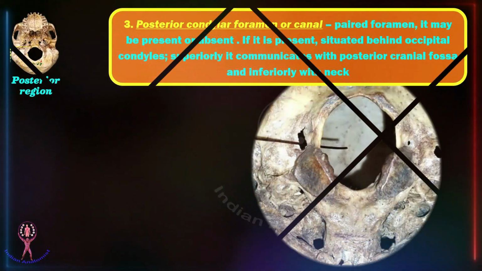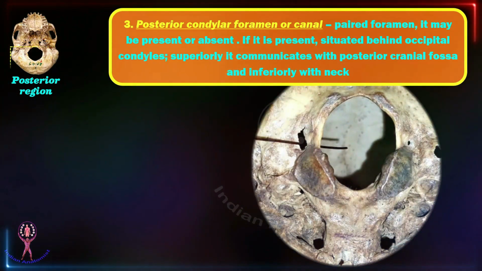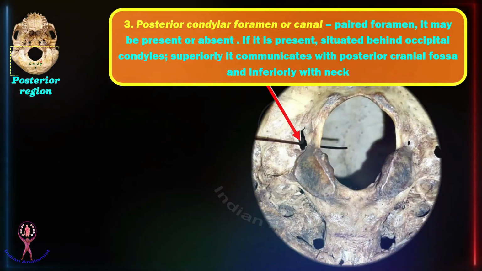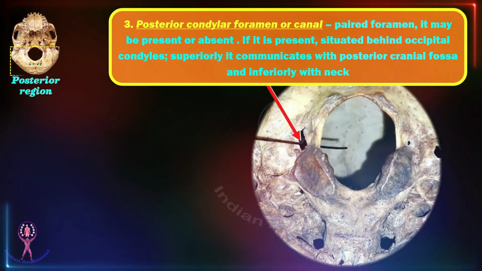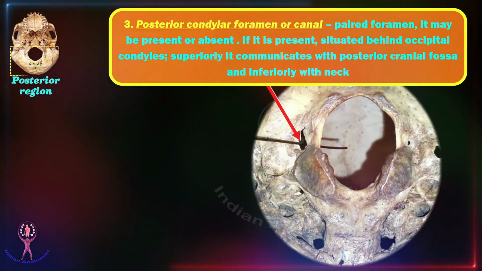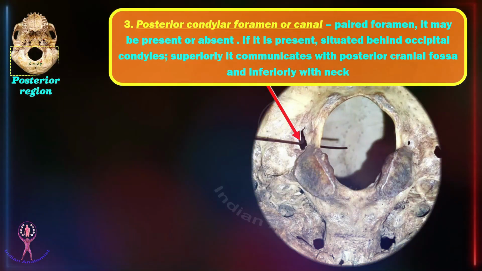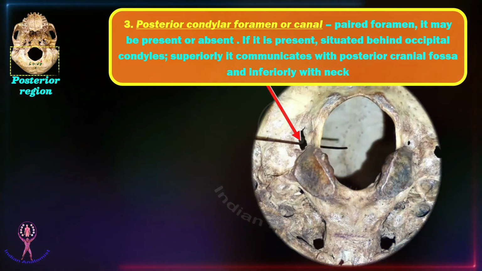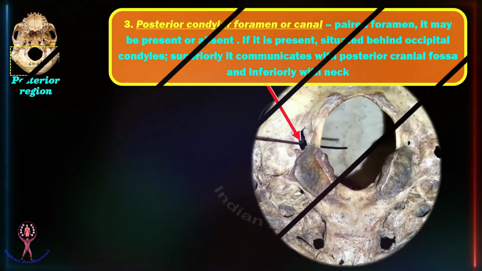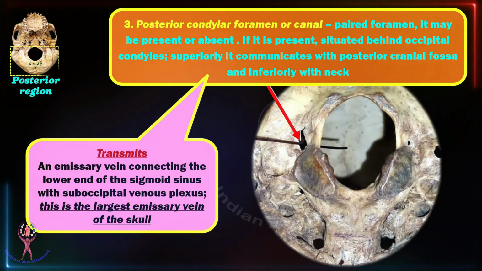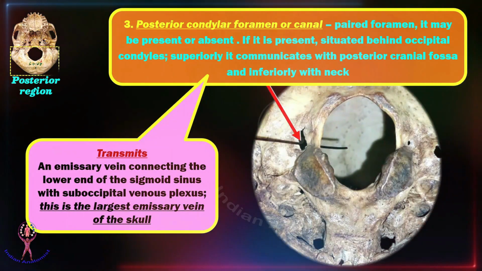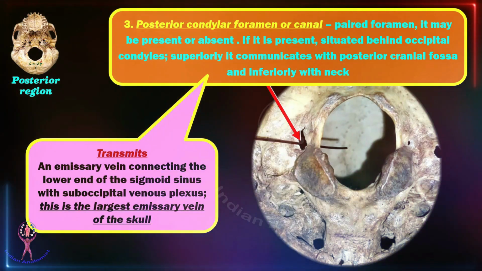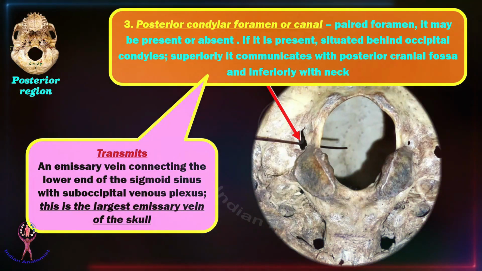Next, the posterior condylar foramen or canal. These are also paired foramen which may be present or may not. If it is present, it is situated behind occipital condyles and superiorly it is communicating with posterior cranial fossa and inferiorly with the neck. The posterior condylar foramen transmits emissary vein connecting the lower end of sigmoid sinus with suboccipital plexus. This is the largest emissary vein of the skull.